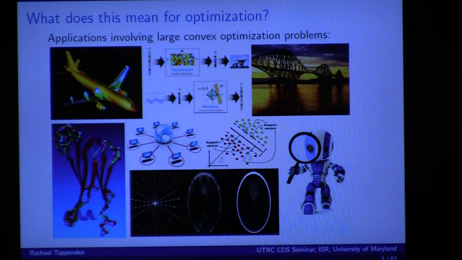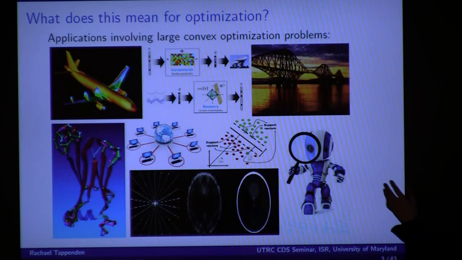Big data means different things for different people, and for me in optimization, when I say big data, what I really mean is there are some really nice, large, convex optimization problems that arise. Different disciplines will think differently about what big data means to them, but for me it means I have some big convex optimization problem, I want to solve it.